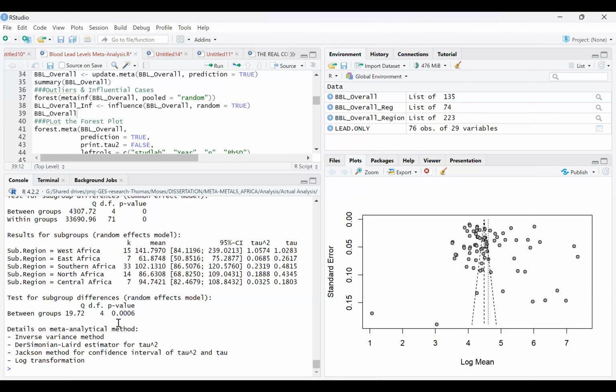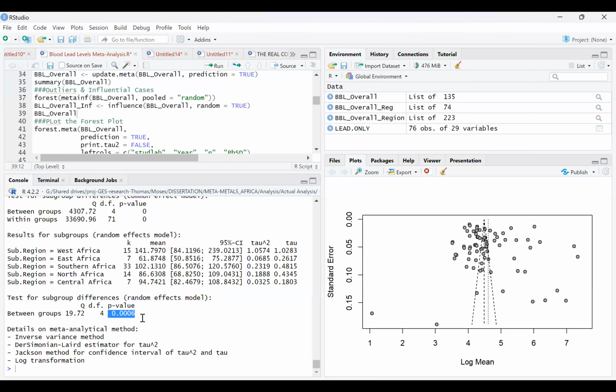And here we have it. The Q test of 19.72, degrees of freedom 4. The degrees of freedom here now doesn't represent the individual states, but the sub-regions the studies are coming from. We have 5 sub-regions, so the degrees of freedom is 5 minus 1, which is 4. Now we have a p-value of 0.0006, which is significantly less than 0.05. In that way, we can conclude that there is a statistically significant difference between studies when it comes to lead levels.